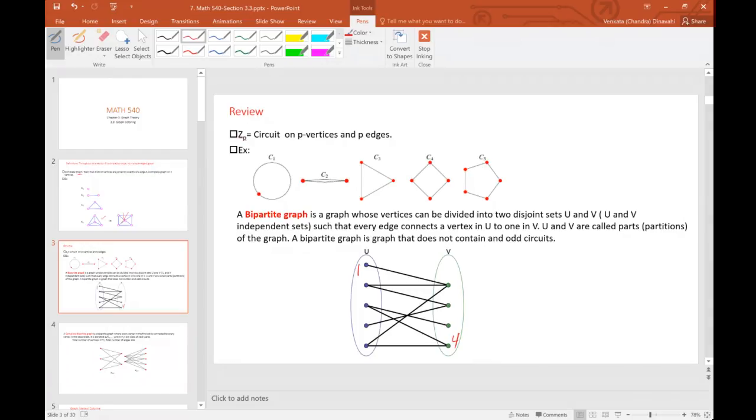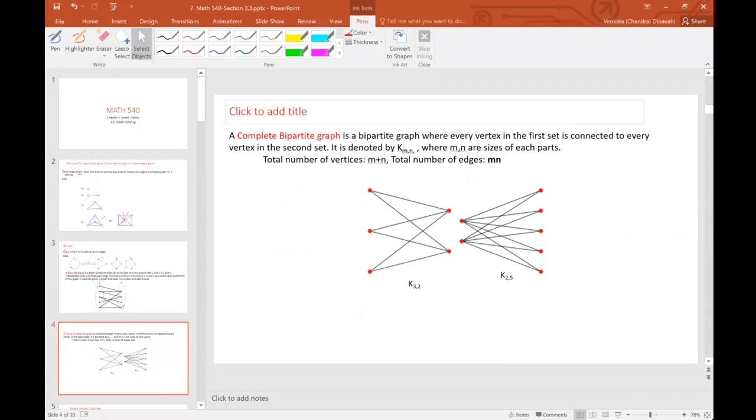Now I'm going to give you one more definition. It is called a complete bipartite graph. That means I can partition the vertices into two parts and edges always go from one part to the other, but everything on one side is connected to everything on the other. For example, if you see this, this is connected to this, this is connected to this, this is connected to this, and this is connected to this. So this is a complete graph with two parts.